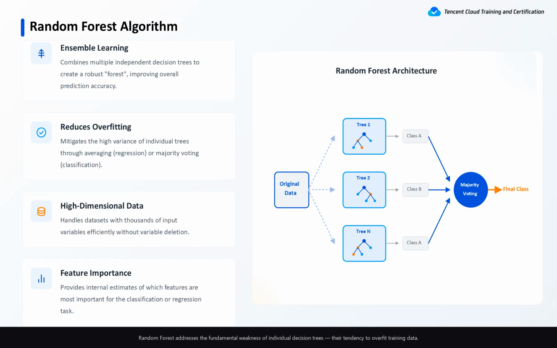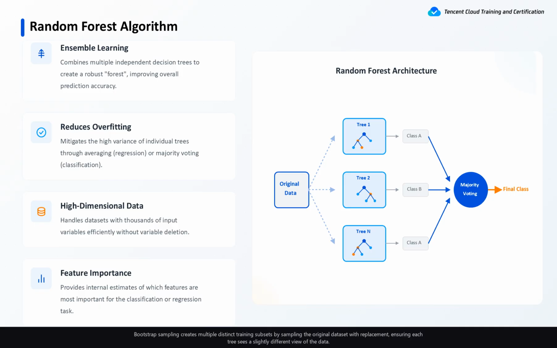Random forest addresses the fundamental weakness of individual decision trees, their tendency to overfit training data. The underlying principle is ensemble learning: a large collection of diverse, independently trained weak models can collectively produce predictions that are more accurate and more stable than any single model. The construction process has 3 steps.